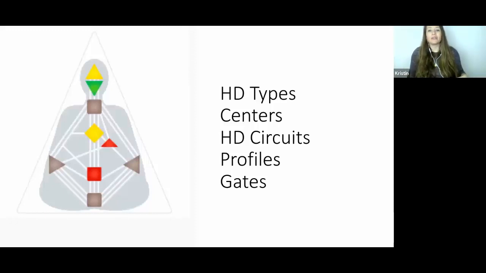So now we're going to go through briefly some of the human design types, some centers, some of the circuitry that goes on, profiles, and gates. I'm going to try to get through all of this, so I might talk a little bit fast. If y'all have any questions, make sure that you include all the details as we go through these, because I'm going to be hopping through these topics pretty quickly.